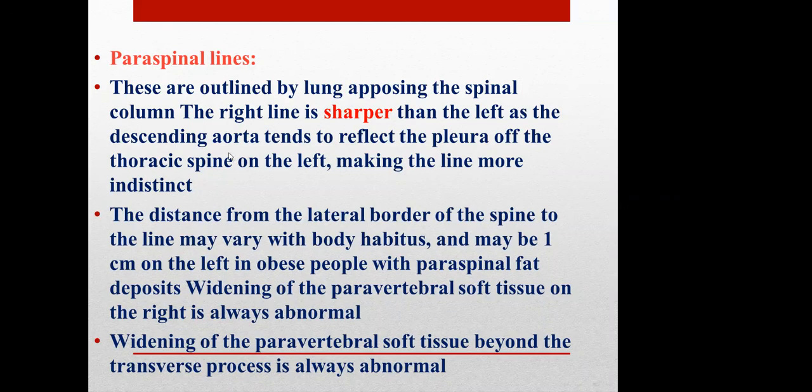Widening of the right paraspinal line is always abnormal or pathological. The distance from the lateral border of the spine to the line may vary with body habitus. It may reach up to 1 cm on the left in obese people. And widening of the paravertebral soft tissue beyond the transverse process is always abnormal.